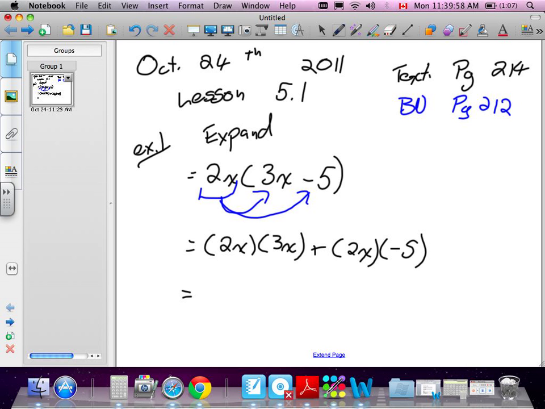2x times 3x is 6x squared. What happens is I multiply the two coefficients by each other, and I got 6. And when I multiply an x by an x, I get x squared. And the other one, plus 2x times negative 5 is going to give me negative 10x. For that one, I multiplied the two coefficients, 2 and negative 5. I got negative 10, and I just brought down the x. I can simplify this to 2x squared minus 10x. We don't need that plus sign.